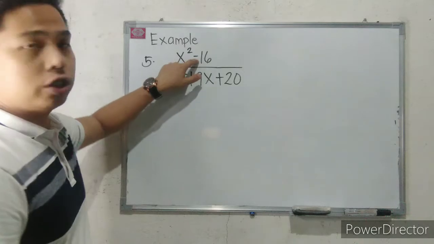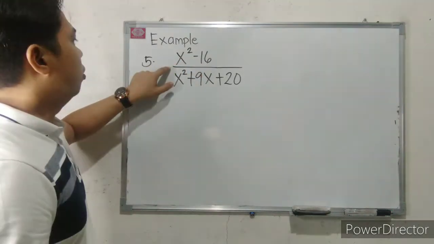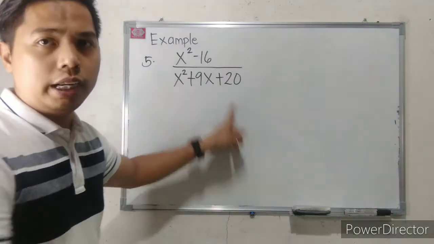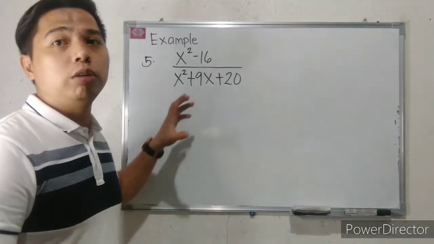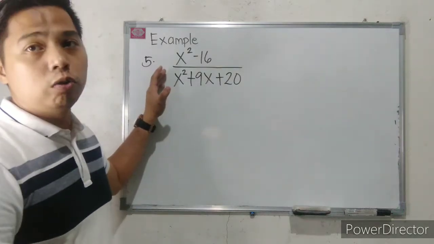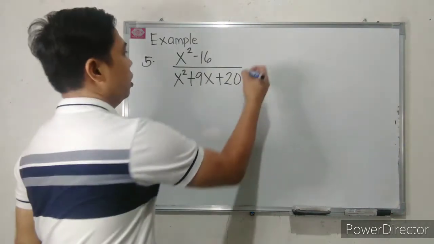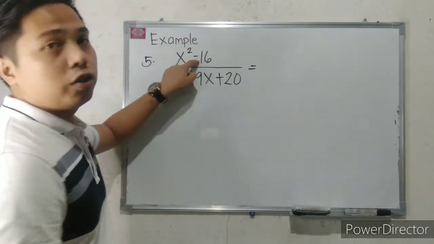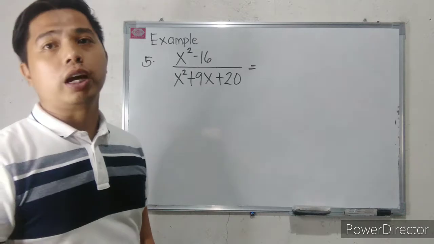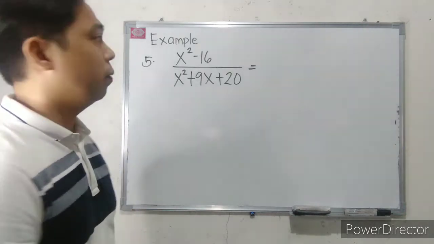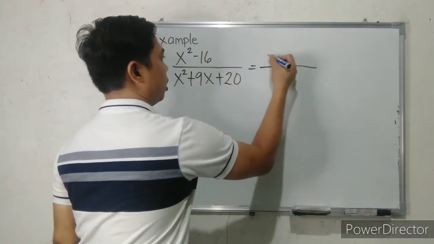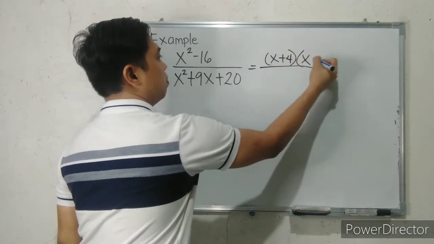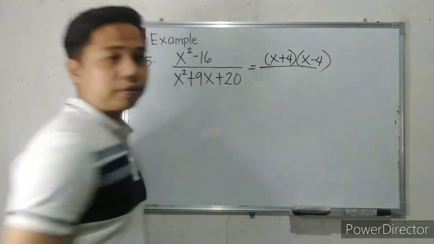x squared minus 16 all over x squared plus 9x plus 20. So, once again, ano nga ba ang gagawin natin, class, pag ganito yung given natin? So, pwede natin kunin yung factor nila. So, let's start with our numerator. x squared minus 16. Ano nga ba yung factor ng x squared minus 16? So, that is x plus 4 times x minus 4.